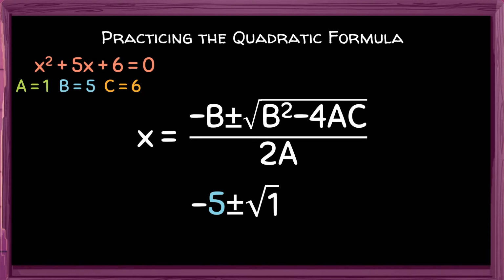We'll do these calculations last. So who can help me write the denominator of our formula? The bottom. This is the easier part. It just says to divide by 2a. That's 2 times 1, which is 2.